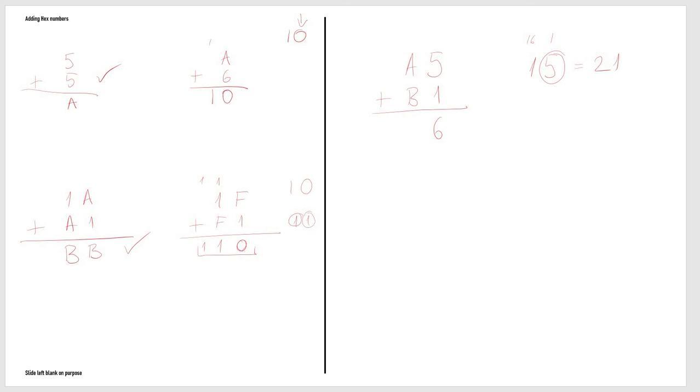So we take the 5, we put it underneath this column, we take this 1, we carry it over, and we bring it down like so. So 156, it may look like a decimal number, but in this case, because we're working in hex, 156 is the solution to the A5 plus B1 problem above. So 156 is the correct answer.